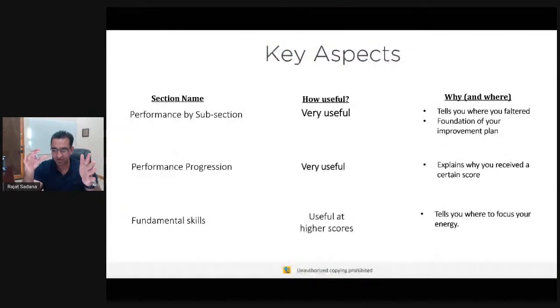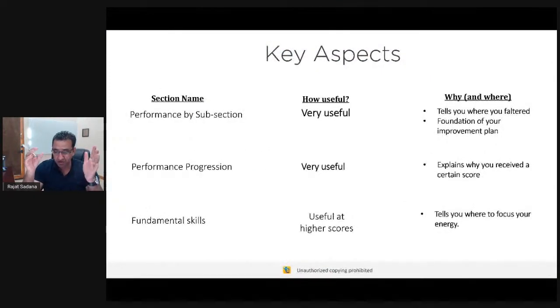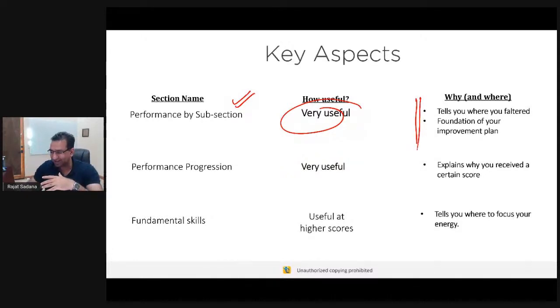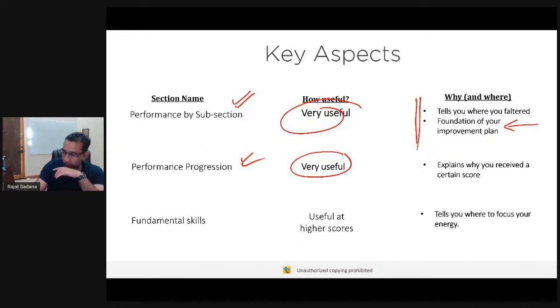Now, just to revise, how should you look at the ESR? In the section performance by subsection, that's very useful. Why? Because it tells you where you faltered, it tells you why you faltered. It builds that foundation of the improvement plan with regards to stages of learning. Performance progression, it's very useful. Why? Because it explains why you received a certain score.